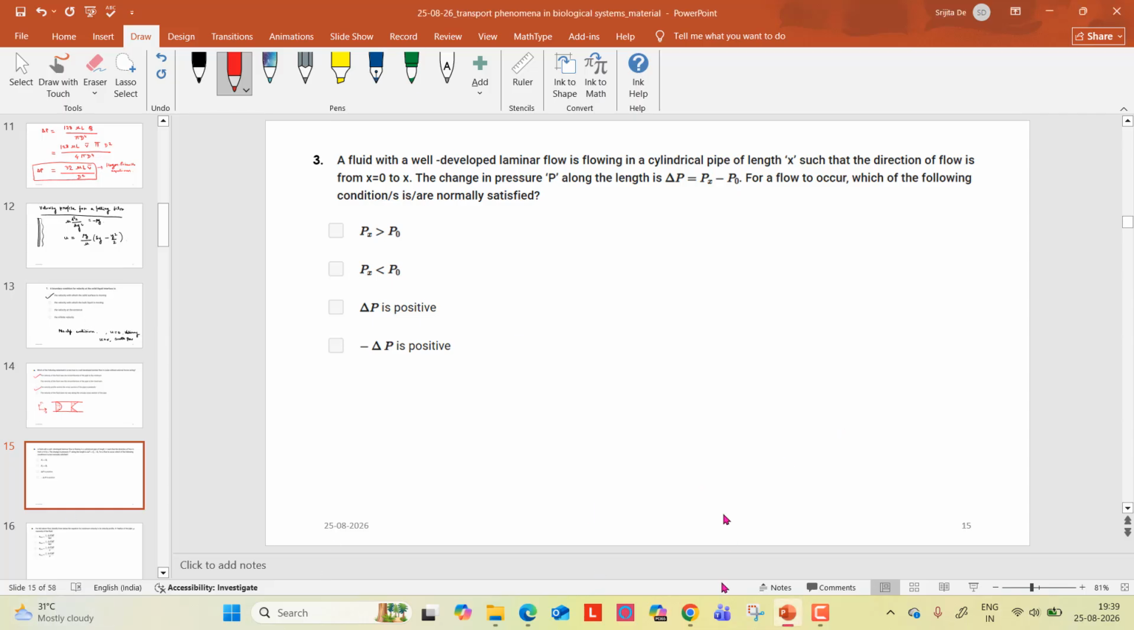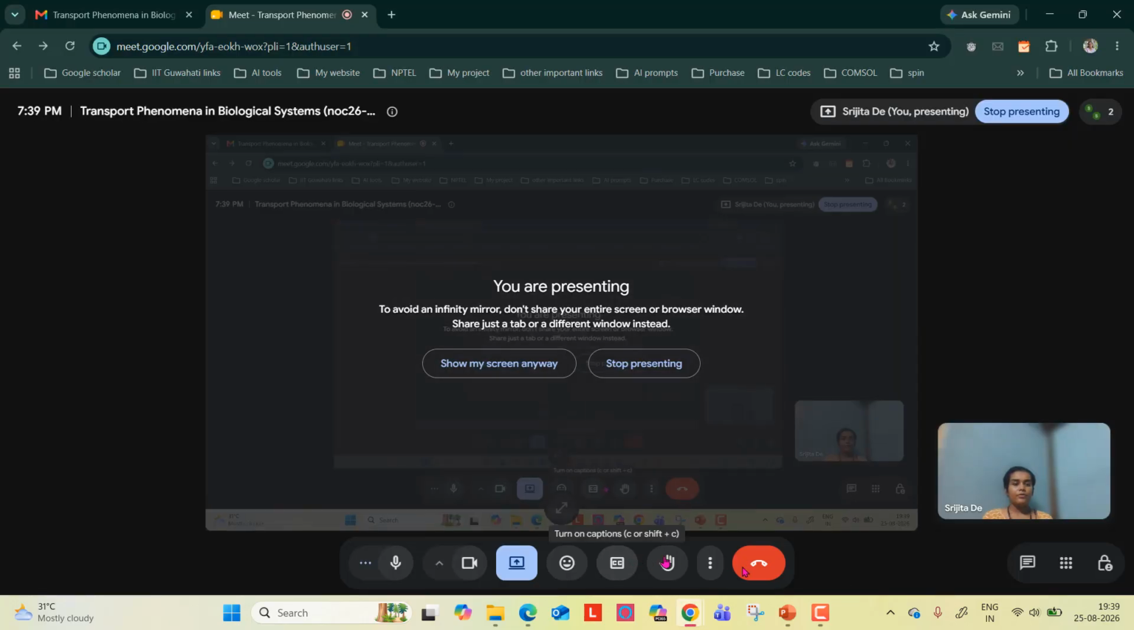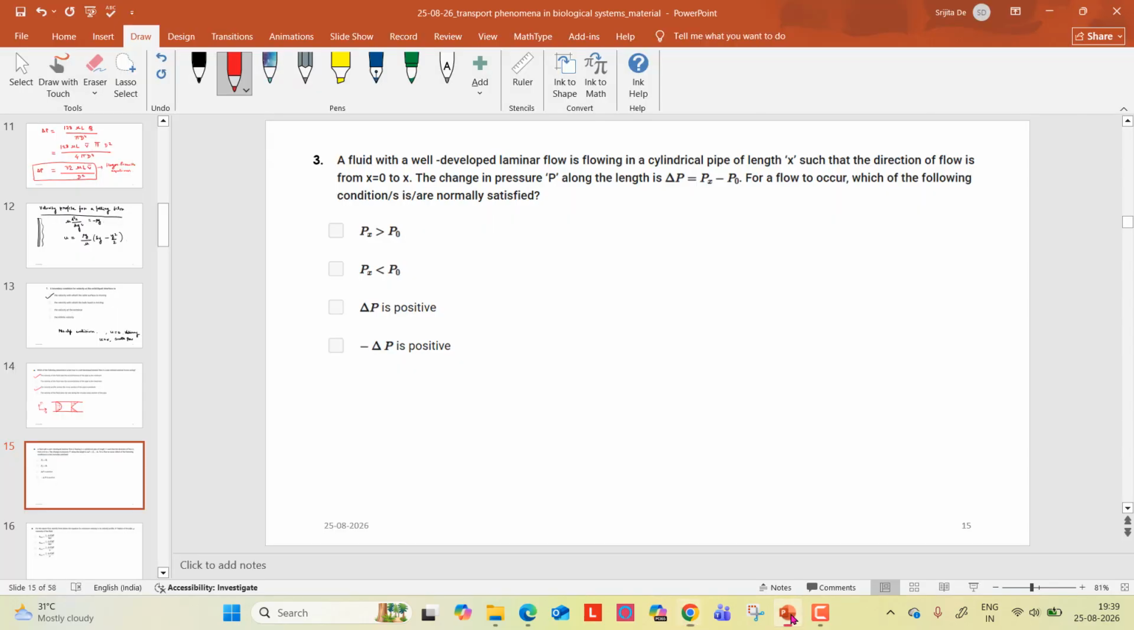So, what do you think? Which one is true? So, as you can see, pressure flow happens from high pressure to low pressure. Always the fluid flows in this direction, right?